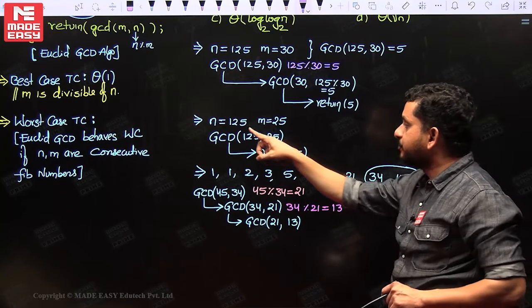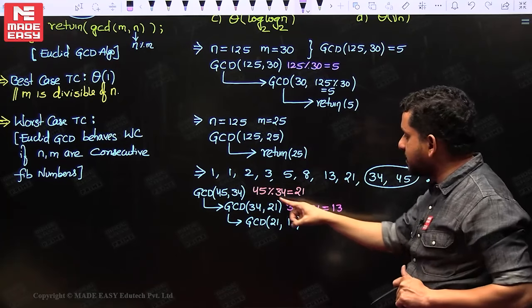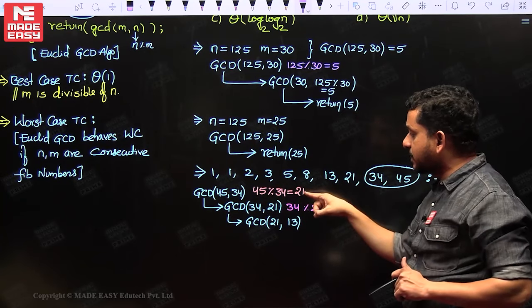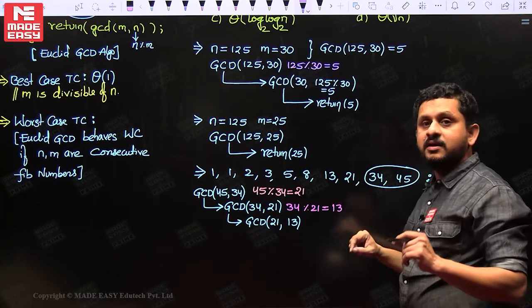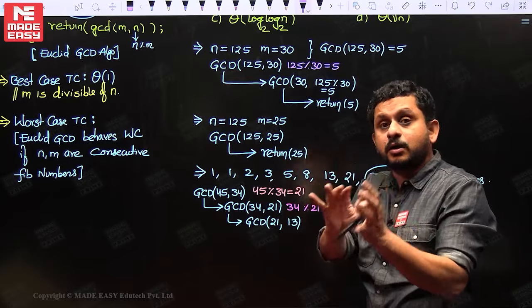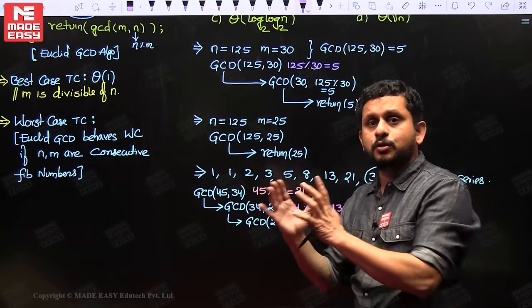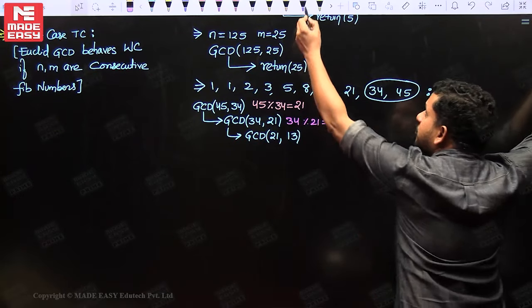Similarly, 125 modulus of 25 directly becomes 0. But here 45 modulus of 34 is 21, and 34 modulus of 21 is 13. So the n modulus of m is becoming close to n by 2. Let me explain a few more function calls.